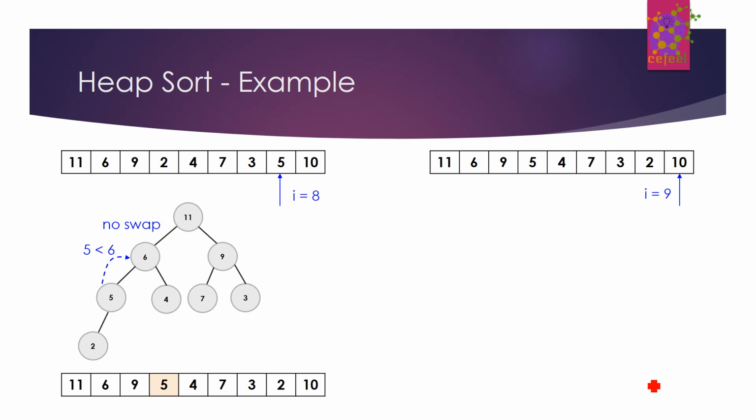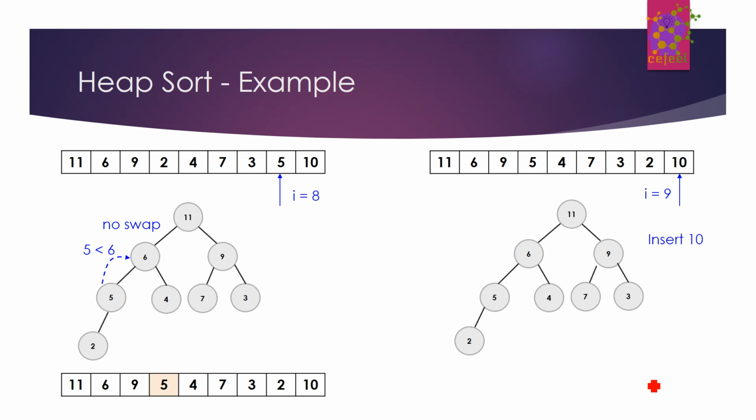So we are done, and then we will go to the last one where I is 9, which means element 10 needs to be inserted in the heap. So inserting element 10, element 10 will become the right child of 5, because that is the first available position in the 4th level. So 10 is here. Now it actually violates the heap property, and we need to do a bubble up.